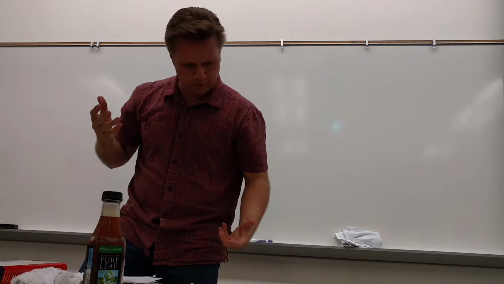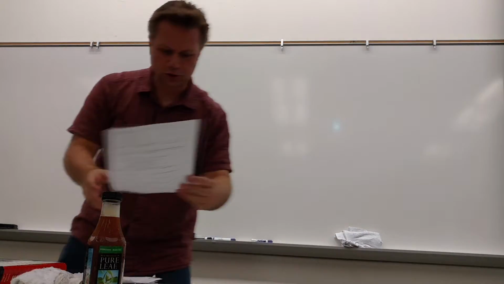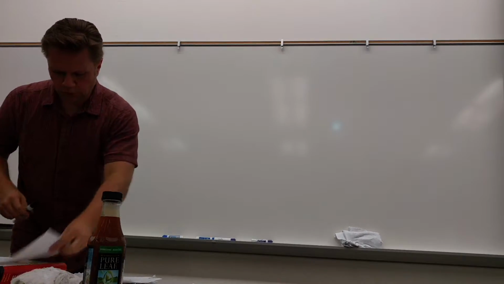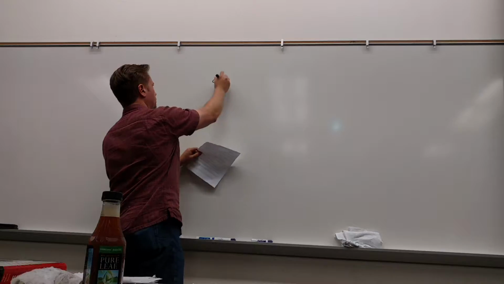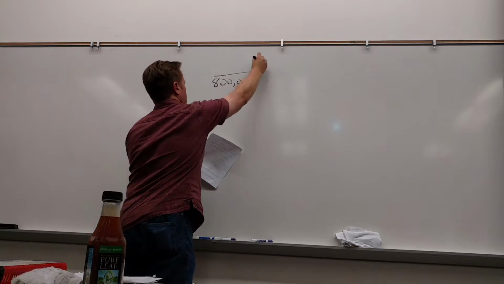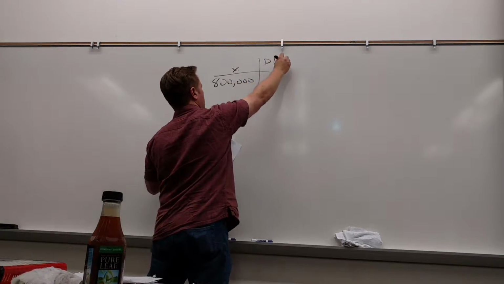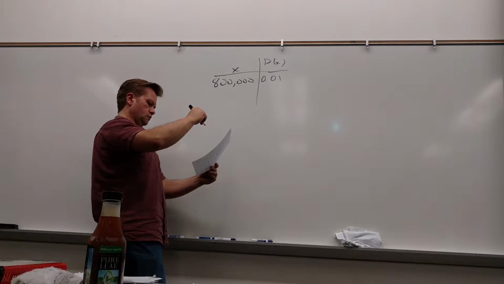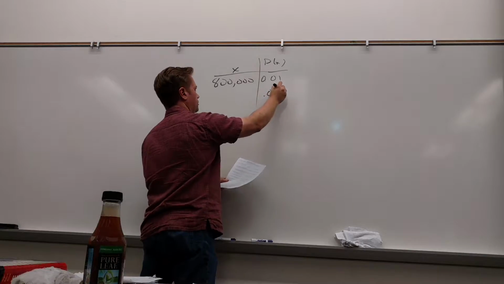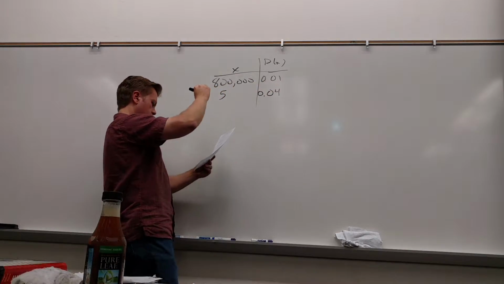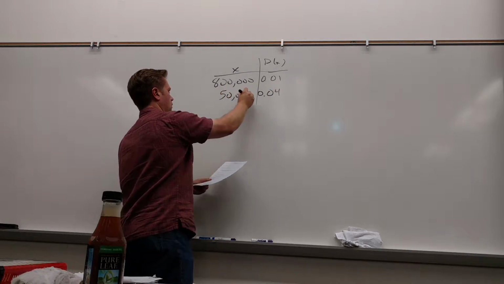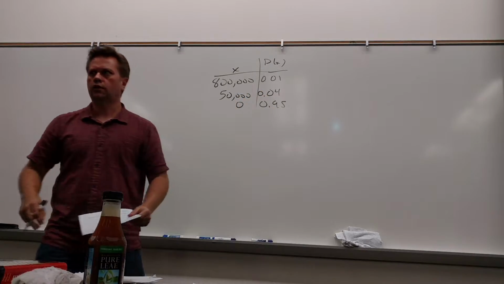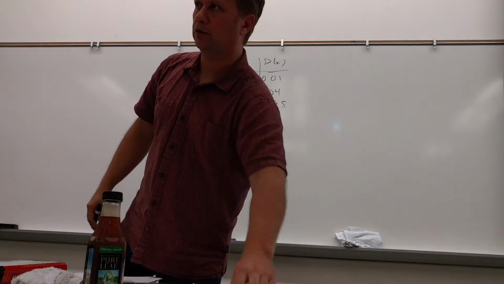So here I've got Earthquake Insurance Company. There's a 1% chance they'll have to pay $800,000. So this is the outcome. What's the probability of that? Yeah, 0.01. 4% chance they'll have to pay, what was it, 50,000? And a 95% chance they won't pay anything. Thank God there's a decent chance that there will not be an earthquake.